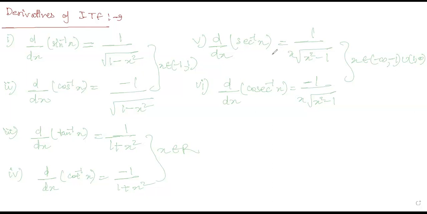See, if we apply the closed bracket, it means that x can take 1 and minus 1. And if you put x as 1, then you can see that the denominator is 0. No?